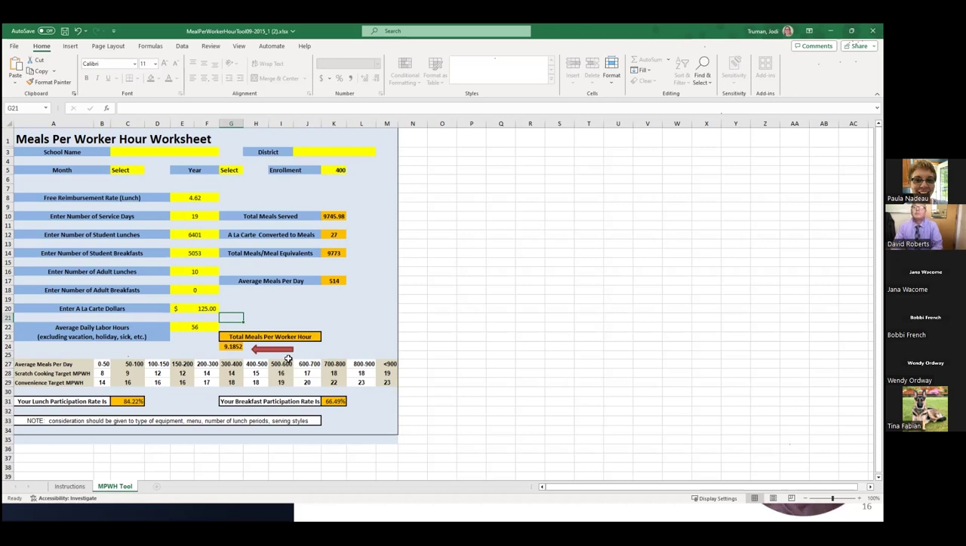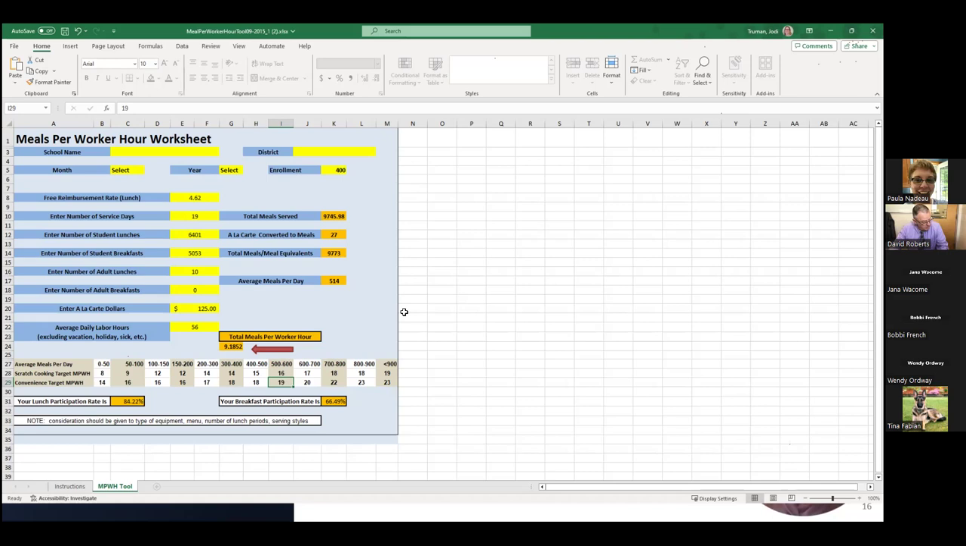So what does this mean? Here we have the average. This is a little bit different because in this example, from what we just did, there were no snacks. The after-school snack program is not included in here, so your numbers are going to be a little bit off. The average meals per day was 514, which is right here. Meals per worker hour is 9 right here. So we're at 514 again, like we had in the other one. The target is between 16 and 19. That is where your target should be.